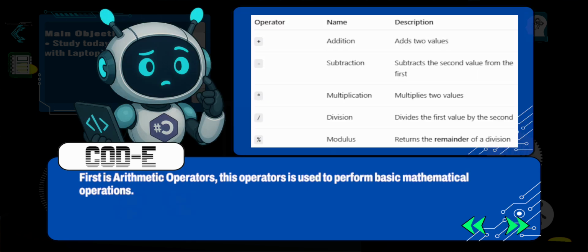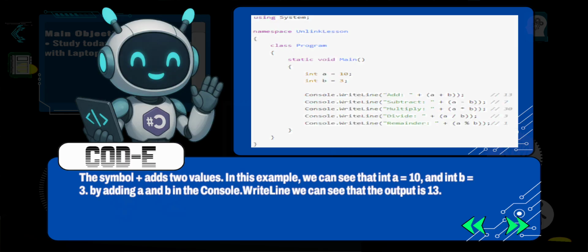First is arithmetic operators. This operators is used to perform basic mathematical operations. The symbol plus adds 2 values. In this example, we can see that int a equals 10 and int b equals 3. By adding a and b in the console.writeLine, we can see that the output is 13.